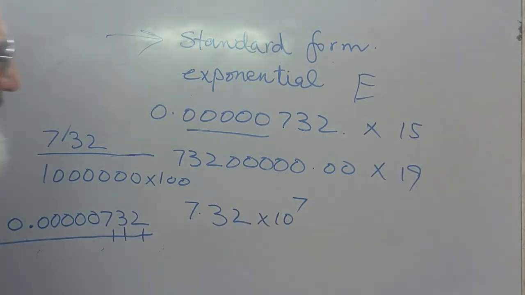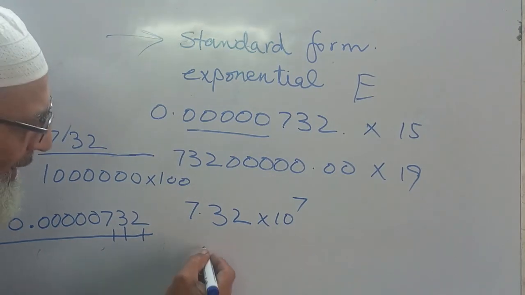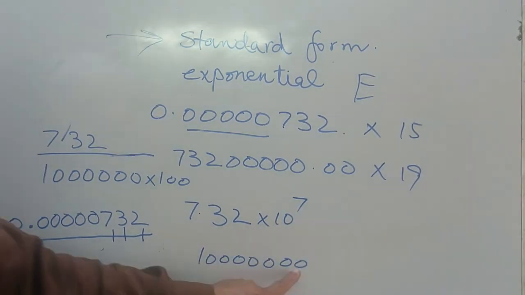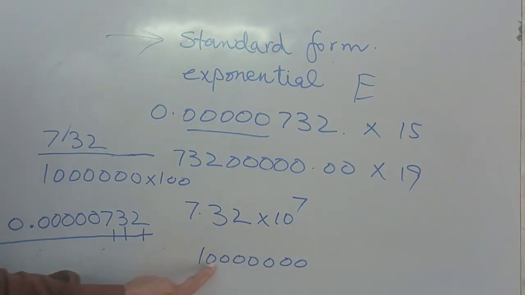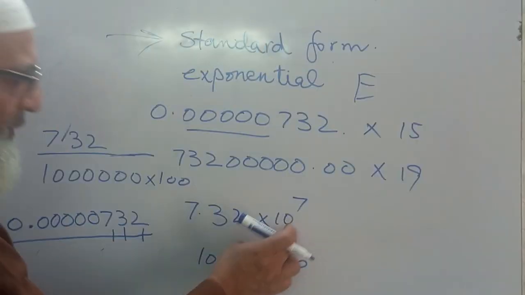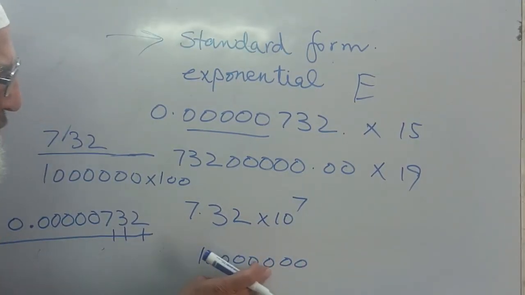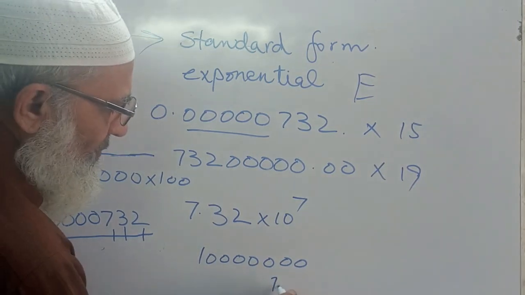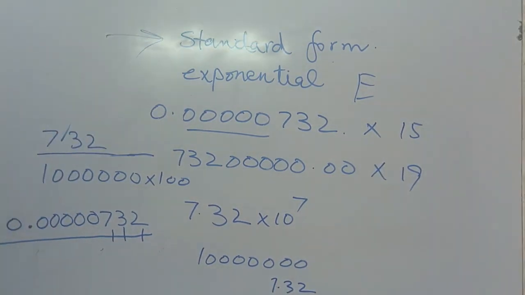So 10 raised to power 7 means a 10 with 7 zeros: 1, 2, 3, 4, 5, 6, 7. Now if you multiply it with 7.32, it is very easy.